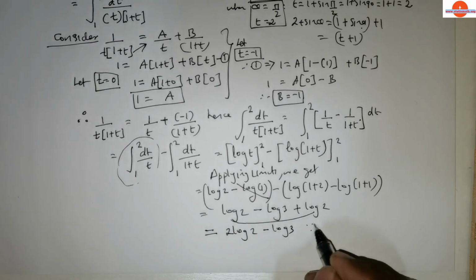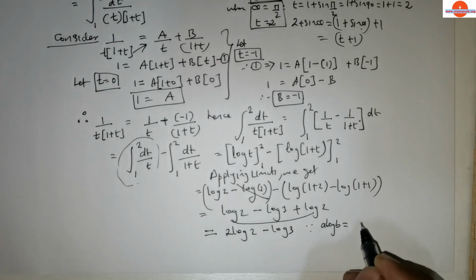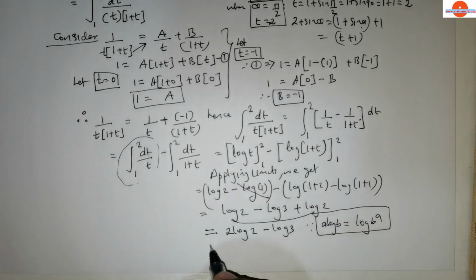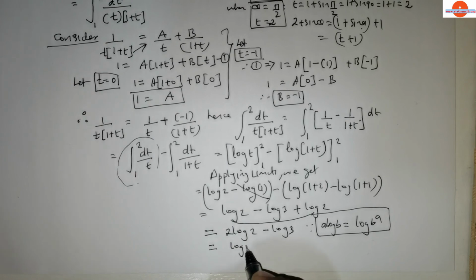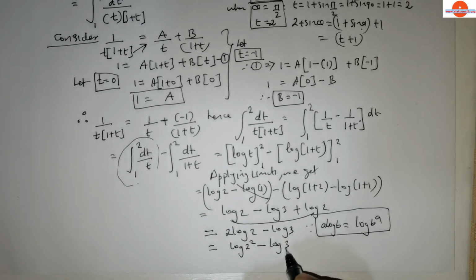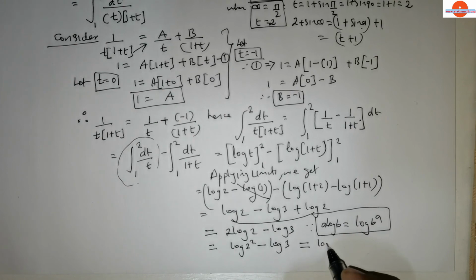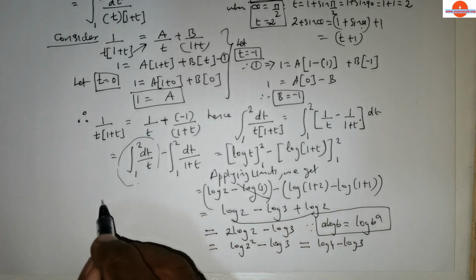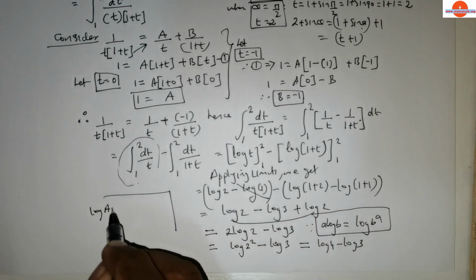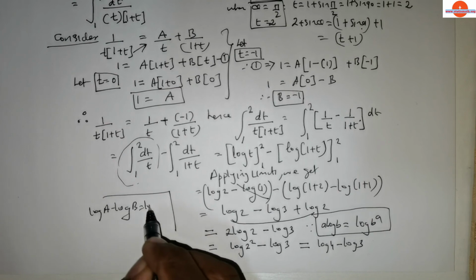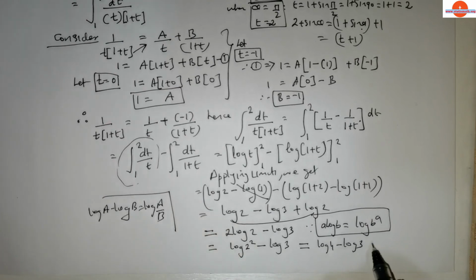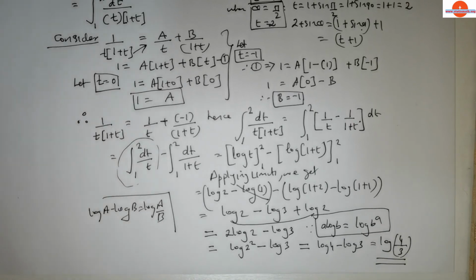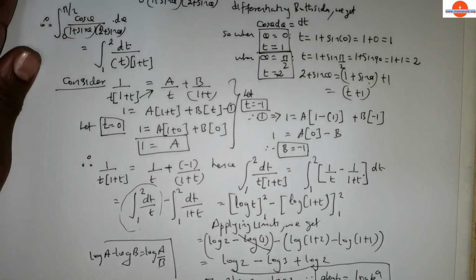Now there is a formula. What is that formula? a times log b can be rewritten as log b raised to the power a. So because of this formula, this could be rewritten as log of 2 squared minus log 3, which is equal to log 4 minus log 3. Now there is another formula: log a minus log b is equal to log of a over b. So by that formula, this is going to be log of 4 over 3. And this is the final answer to this question.